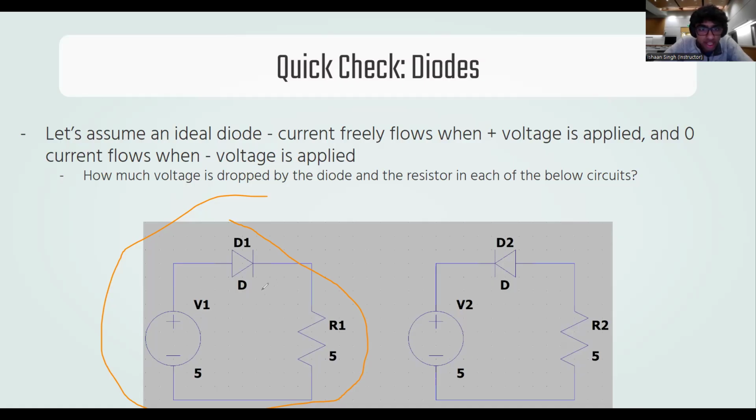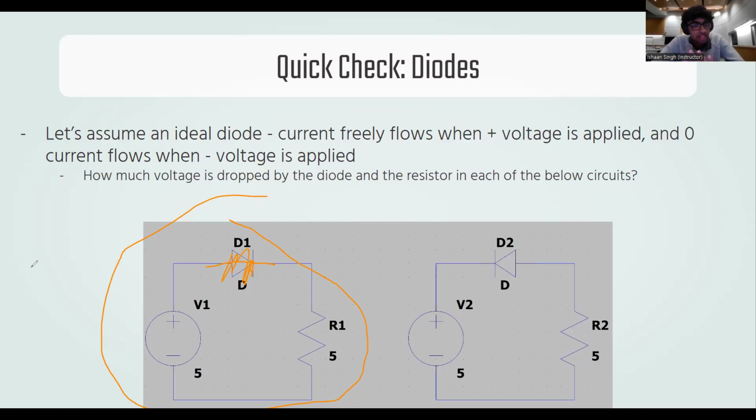So yeah, the diode drops 0 volts, okay? Because since we're applying 5 volts to it, it's in forward bias. And so current basically freely flows, like the diode doesn't even exist. It's like it's just a wire here. And that means how much voltage does the resistor drop? 5 volts, exactly. Had to drop the rest.